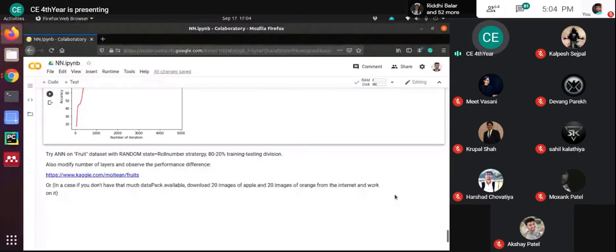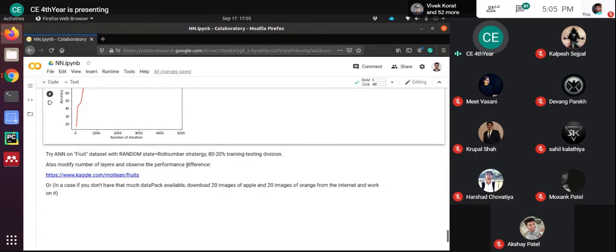In such a scenario, you can download 20 images of one particular fruit, let's say 20 images of apple and 20 images of orange. On that you are supposed to train the model and predict the performance. But if you really have the connection, then you must go with this large data set, which gives you the real touch. I'm not restricting you on the number of hidden layers or the number of neurons in the hidden layer. So that's totally up to you.